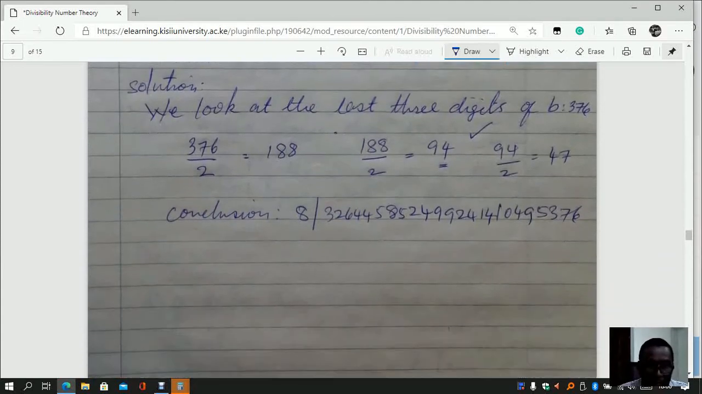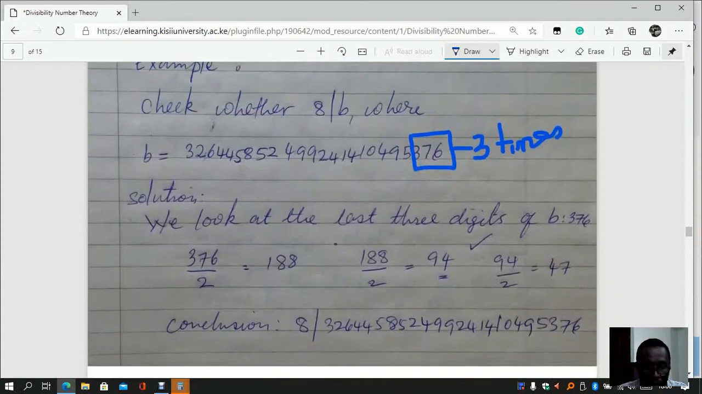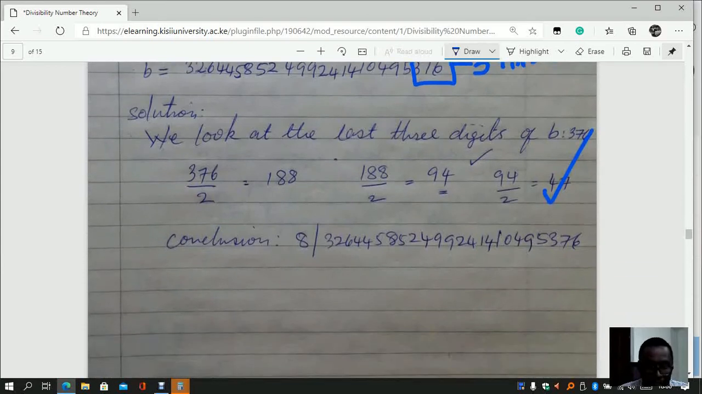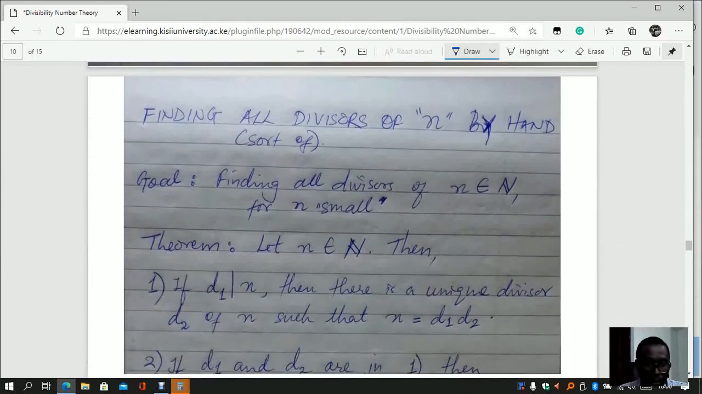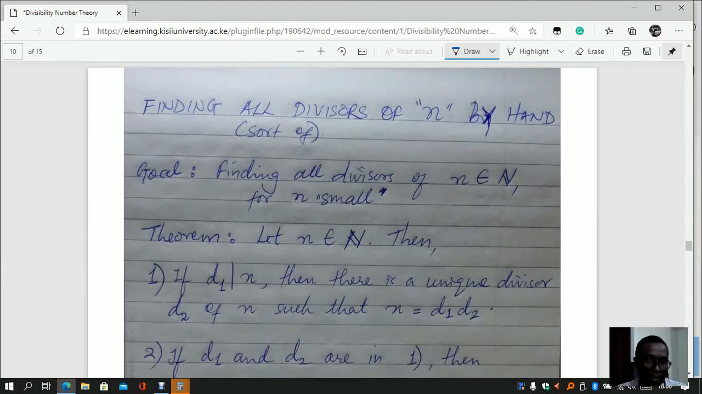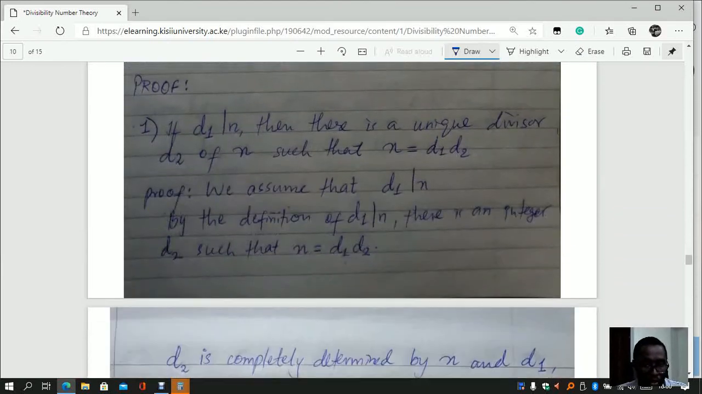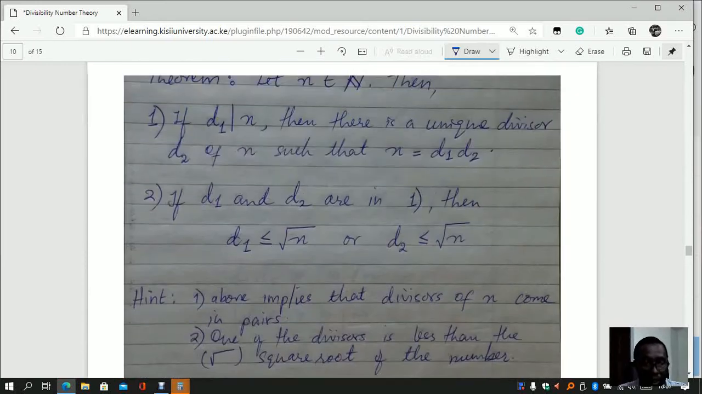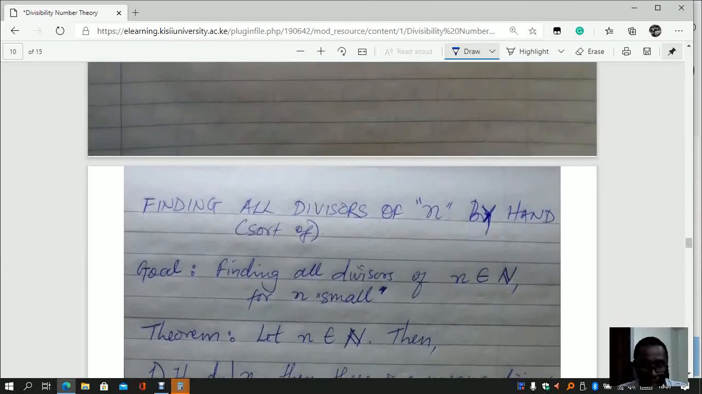So this is what happens right here. We have this number, 376 divided by 2 is 188, and 188 divided by 2 is 94, and 94 divided by 2 is 47. So we get to know that for sure, yes, it is a divisor here. So that's how it can be done. At times when you want to sort out these numbers, you can use your hand and see with your eyes, and then you can know whether a number divides or not. That's very important, and it's going to be tested.